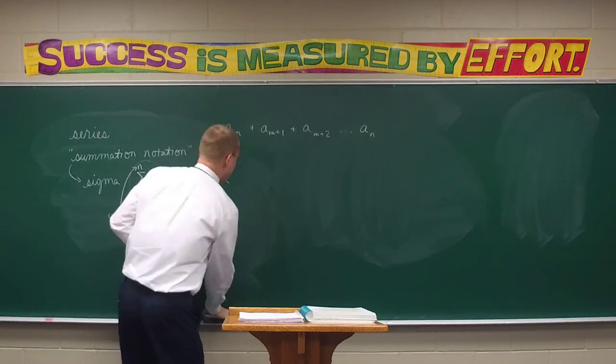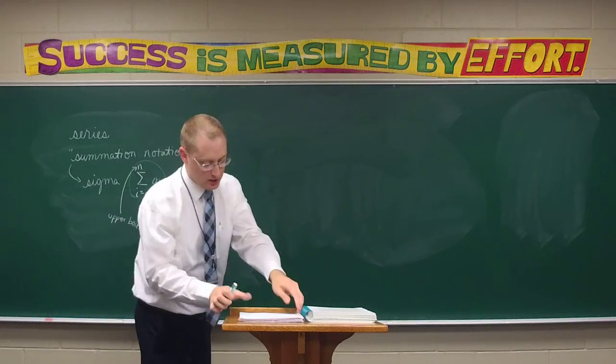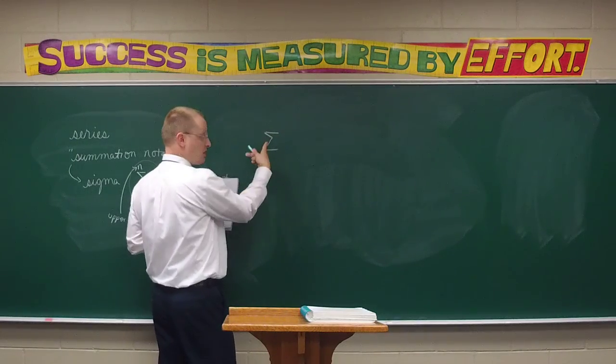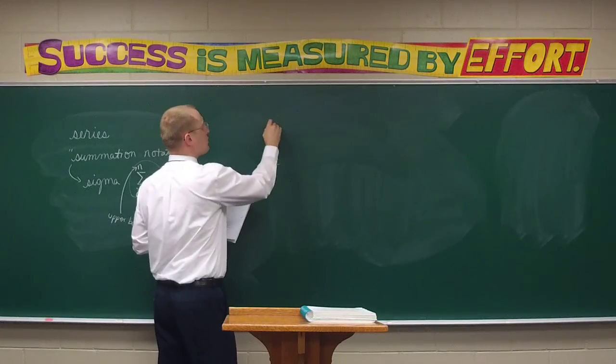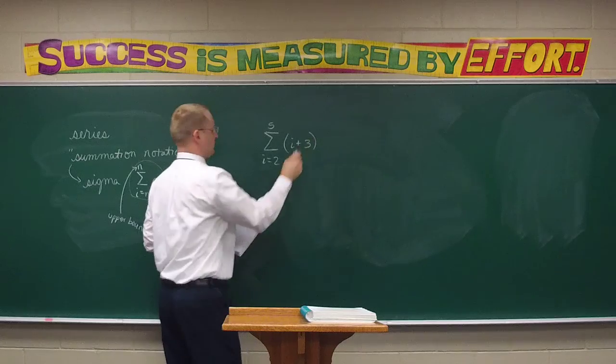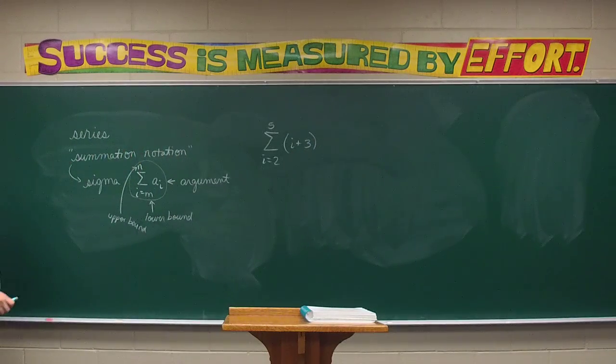Let me have you write a few examples in your notes. I think after you've seen a few of these, you're going to have this series thing figured out. Let's take the summation, or the series, from 2 to 5 for the argument i plus 3. We'll take a really easy algorithm here: i plus 3.